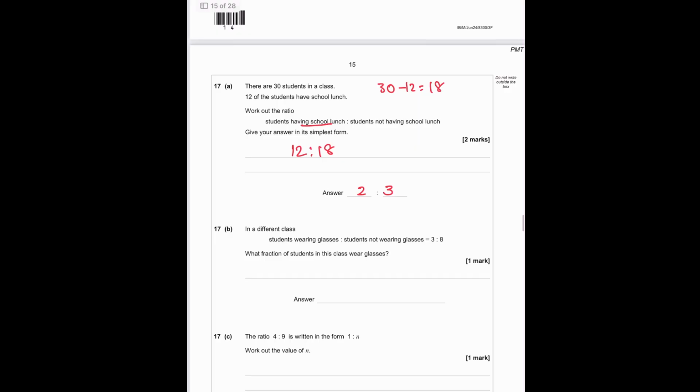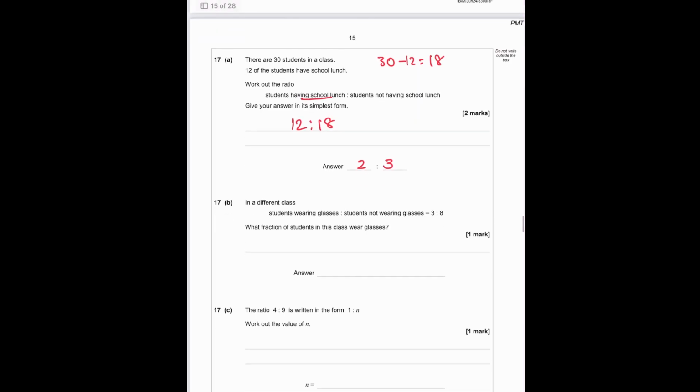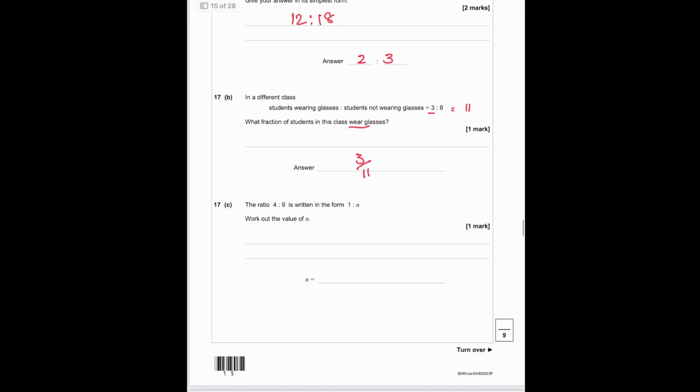In a different class, students wearing glasses to students not wearing glasses is 3 to 8. What fraction wear glasses? So wearing glasses is the first number. The total is 11, so that is 3 out of 11. The ratio 4 to 9 is written in the form 1 to n. So 4 to 9, this has to become a 1, so we are dividing by 4. 9 divided by 4, I'm just going to write that as 9 over 4.